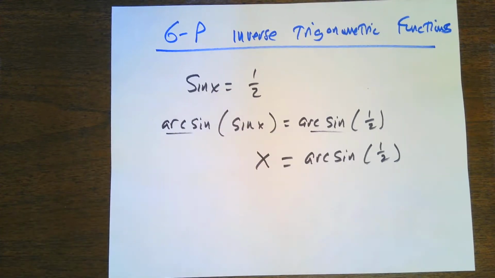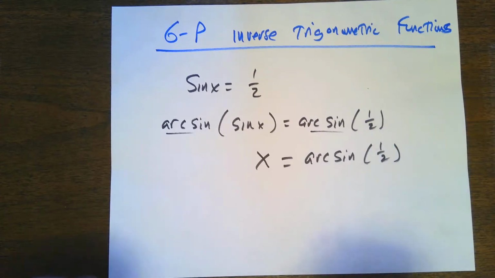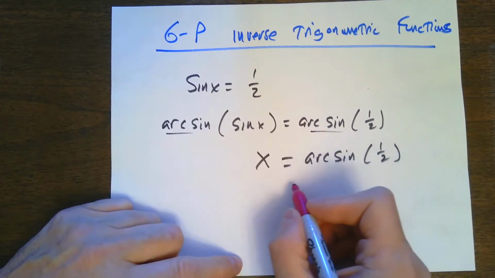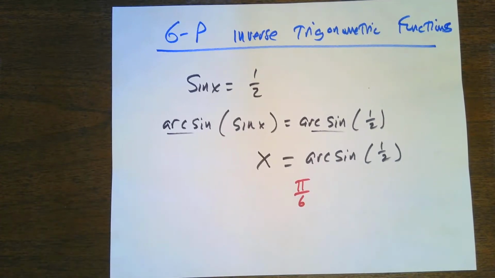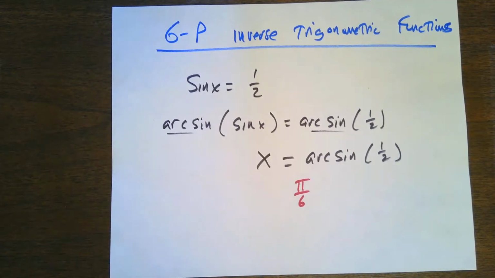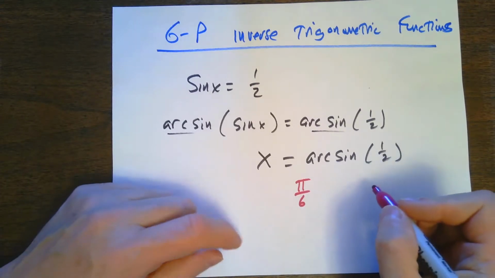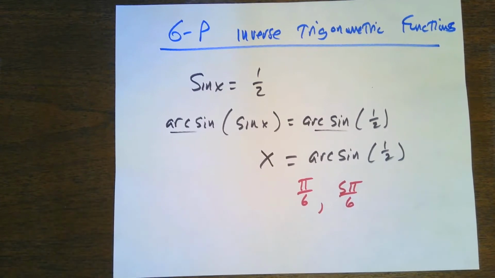Do you remember your unit circle? You should be able to answer this one pretty quickly and easily without doing too much work here. What angle has a sine of 1/2? And of course, it is pi over 6. But wait a minute, there's more. Because sine is also positive in the second quadrant, there's an angle in the second quadrant that has a sine of 1/2. And it is 5 pi over 6. But wait a minute, there's more.